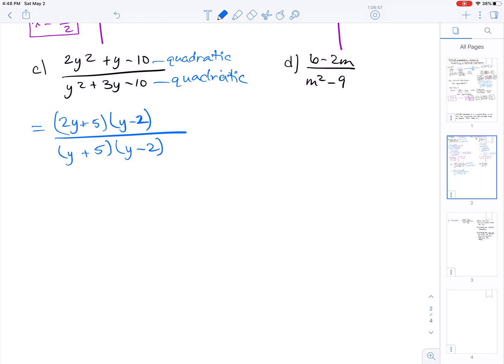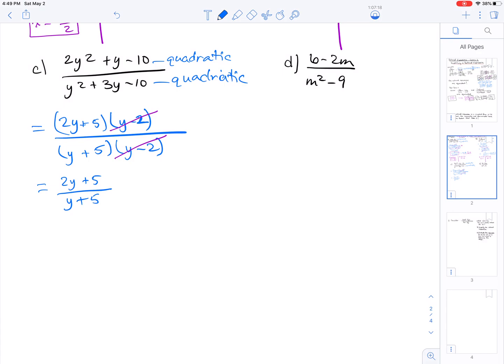All right, so I can cross out my y minus 2 because that's my 1. So that leaves me with 2y plus 5 over y plus 5. Yes, that is the simplest form.